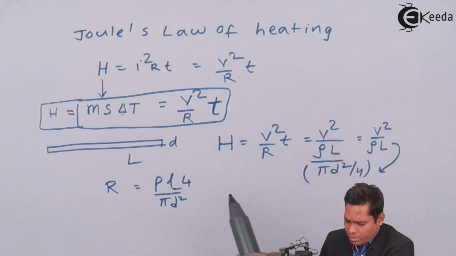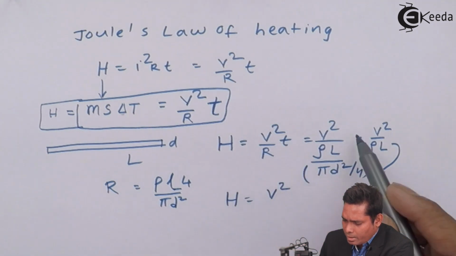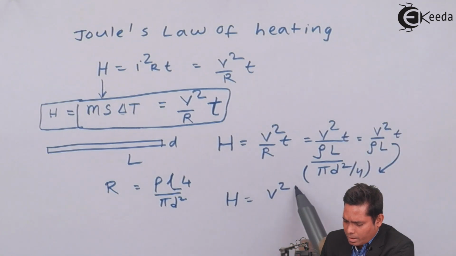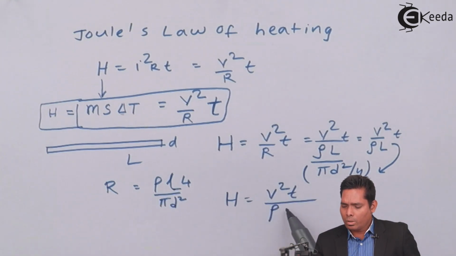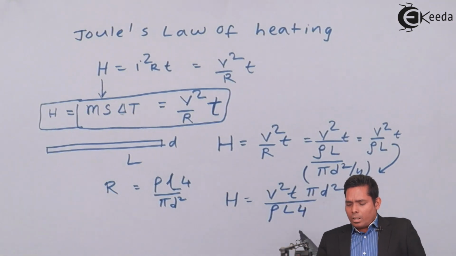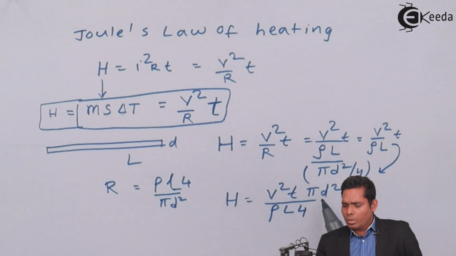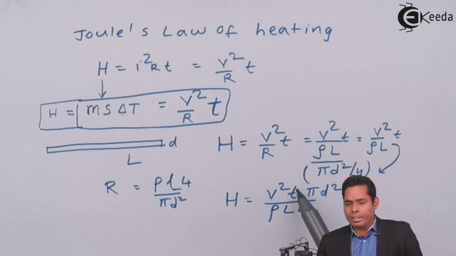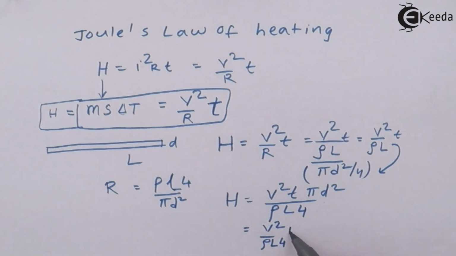And now I'll just write here, H will become V square by T. T is there. I have not written T. V square T divided by the resistance, and the resistance comes out with this. That is equal to rho L 4 pi d square. In this situation, we see that everything is same, and here t is 4 minutes given in the question. So this is V square by rho L 4 pi d square into t is 4 minutes.